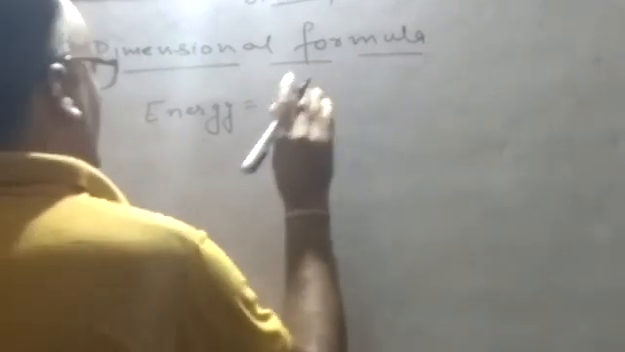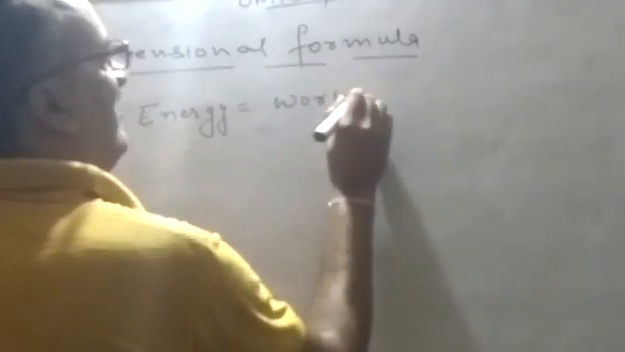So energy is what? That is work done. इसको हम क्या करेंगे? Energy और work done भी लिखते हैं. Work done जो होता है वो भी energy का ही सेम फॉर्मूला है. Work done का और energy का डायमेंशन फॉर्मूला हमेशा सेम होता है. Okay, so it will what?